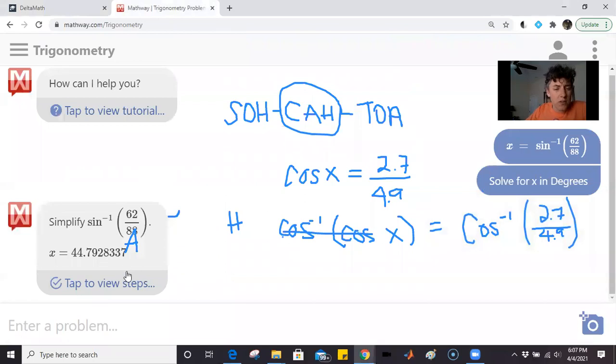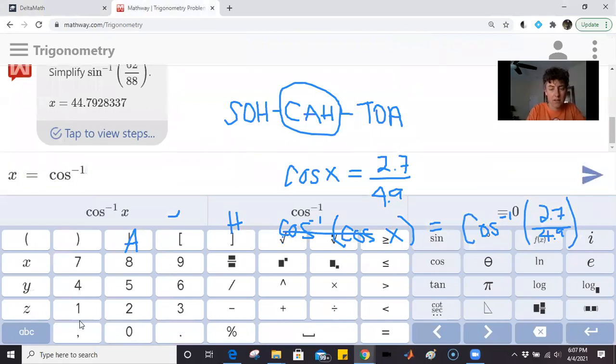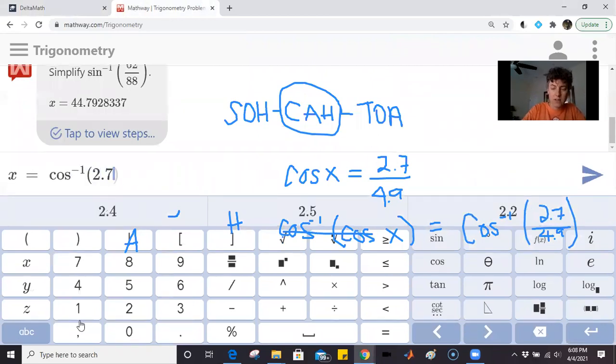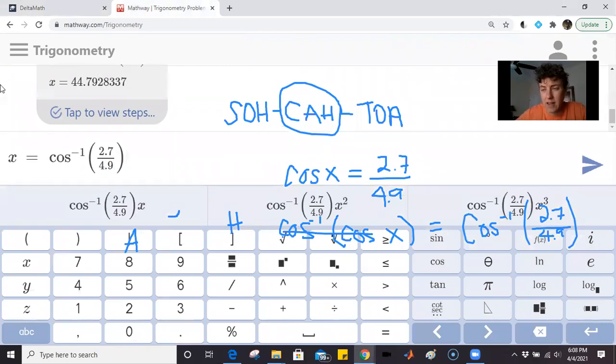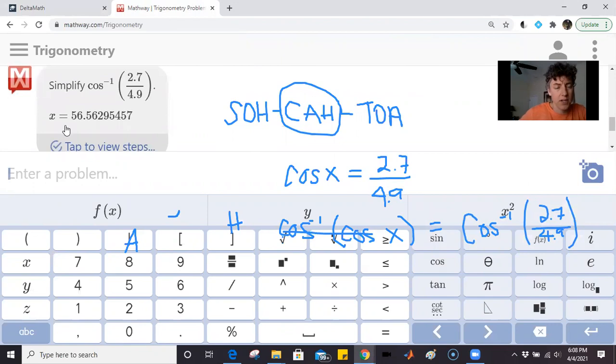And we go over to our online calculator and plug that in. X is equal to inverse cosine of 2.7 divided by 4.9. And here's my cursor. Great. What are we looking for here? 56.56. We're rounding to the nearest tenth, so we'll say 56.6.